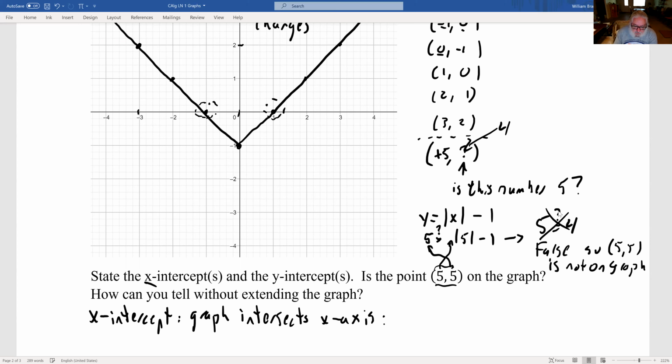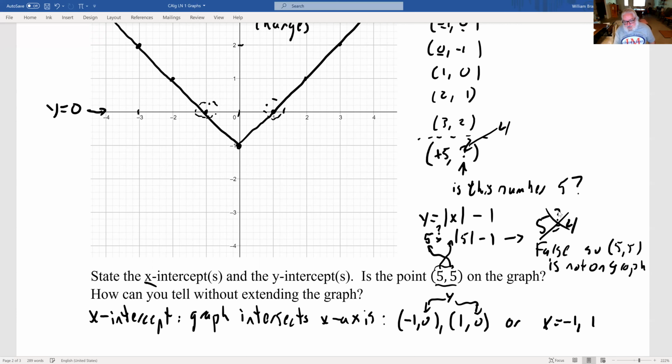And we can write things in two different ways. We can write it as x is minus 1, y is 0, and 1, 0, right? Write them as full points. Or x equals minus 1 and 1, because if we're intersecting the x-axis, y is always 0. Y values are 0 if you had an x-intercept. So you don't really need to put in the y value. We're just interested in what the x values are at the x-intercepts.